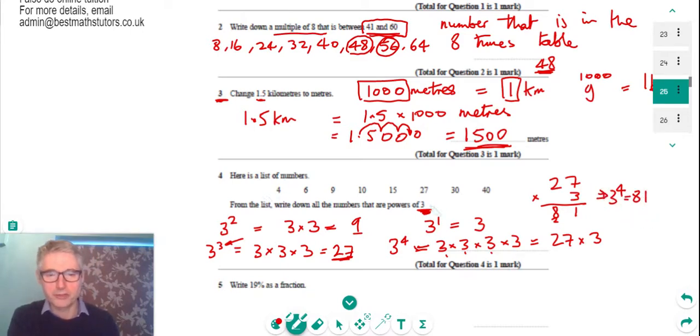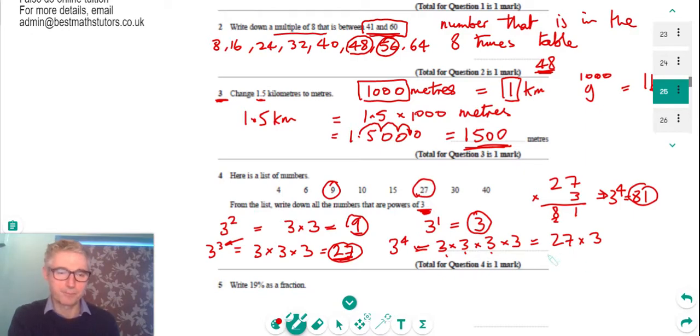So we're looking at numbers in this list. We're seeing which ones of these, 9, 27, the 3 if it was there, and the 81 are in that list. So we can see that 9 is there, and we can also see that 27 is. So all the numbers in this list that are powers of 3 are 9 and 27.